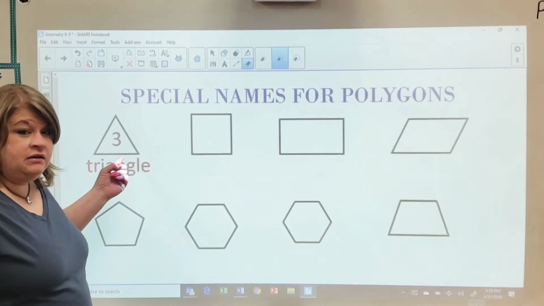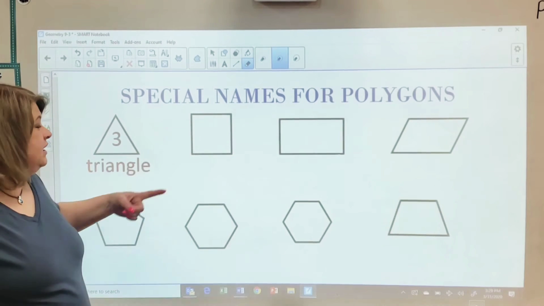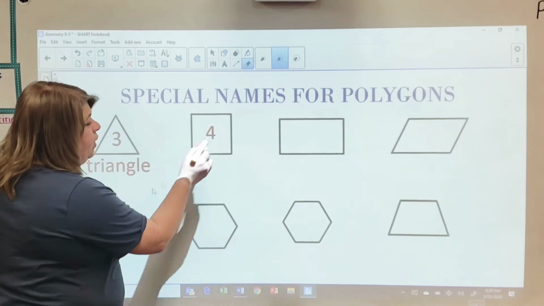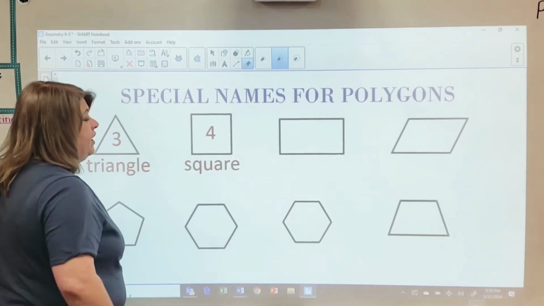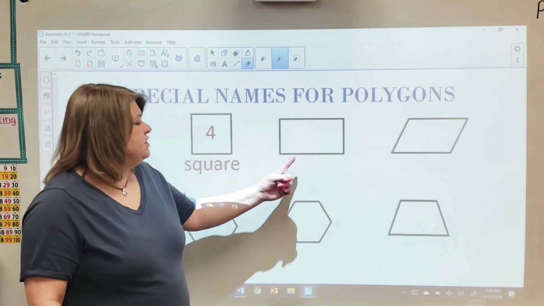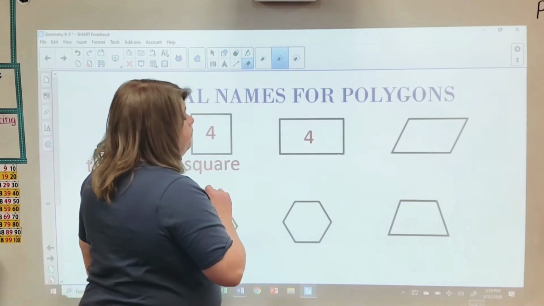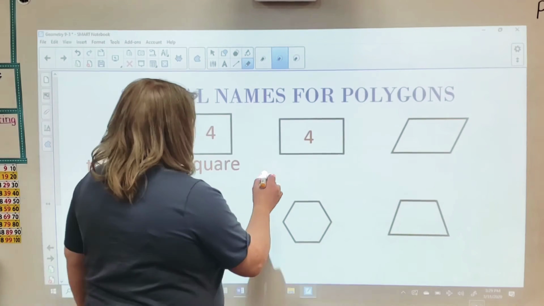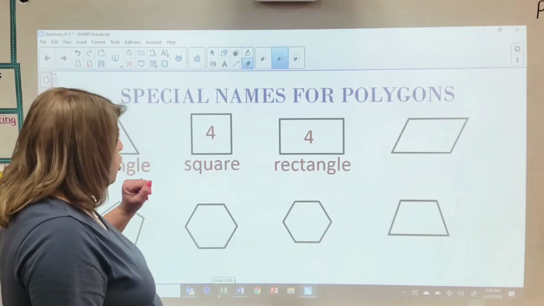Is this a polygon? Oh yeah. Is this a polygon? Yeah, it is. How many sides? Yup. And what kind of shape is this? Do you remember? Yeah, you're right. It's a square. Ooh, look at this one. How many sides? Yep. What's it called? Do you remember? It's a rectangle, isn't it? Those are the ones we kind of already know.